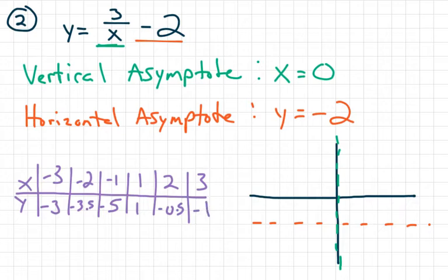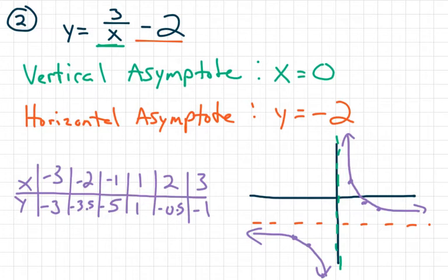So let's plot these points on the graph. -3, -3 is right here. -2, -3.5 is right there. -1, -5, it's close, not quite, but right there is as good as I'm going to get. Let's see, 1, 1 is there. 2, -0.5 is right there. And 3, -1 is right there. So we can see the branches of the hyperbola taking shape. Let me try drawing that again. There we go. Looks something like that.